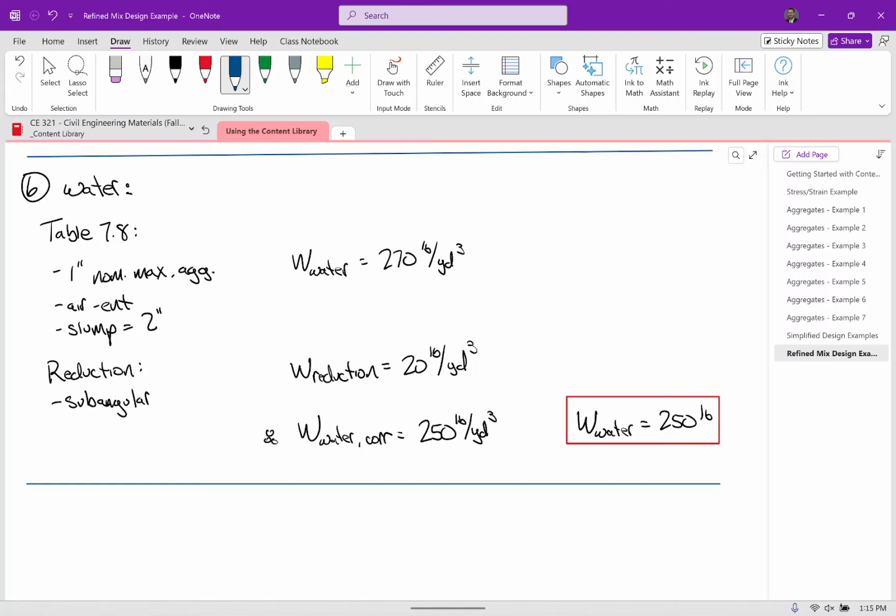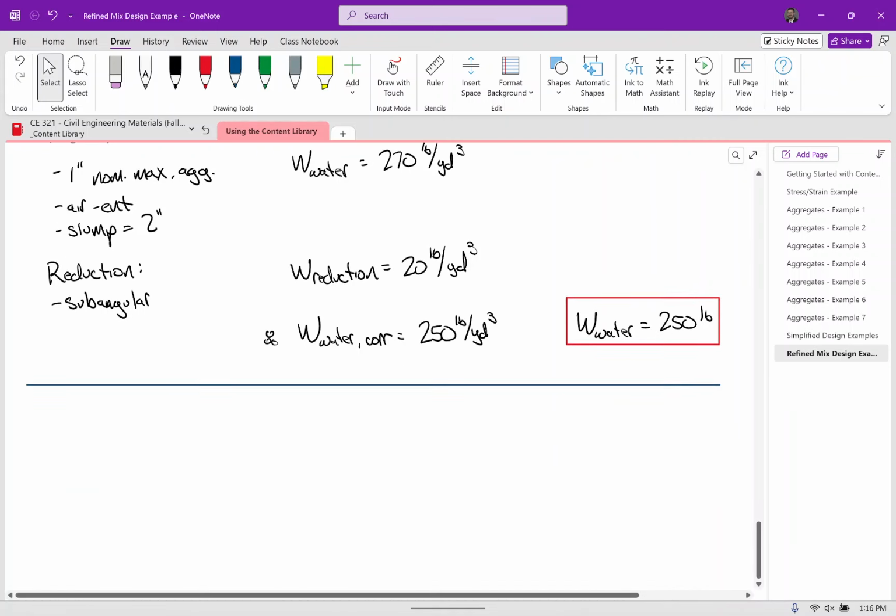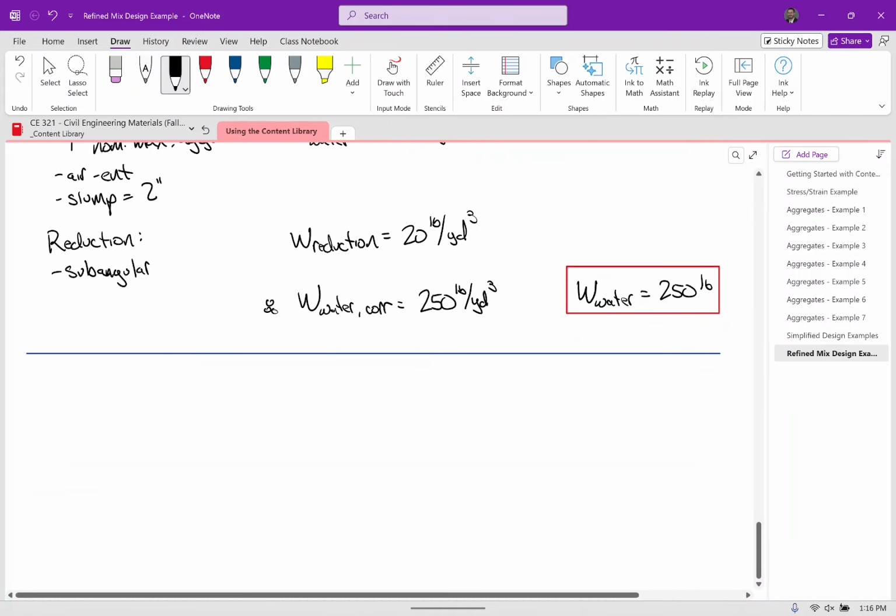All right, so what did we calculate in step 2? What did we get out of step 2? What was the answer? The water-cement ratio, right? So step 2 yielded a water-cement ratio. Step 6 yielded a weight of water. So why don't we calculate the weight of cement? That's what we're doing in step 7. So step 7 is the cement.